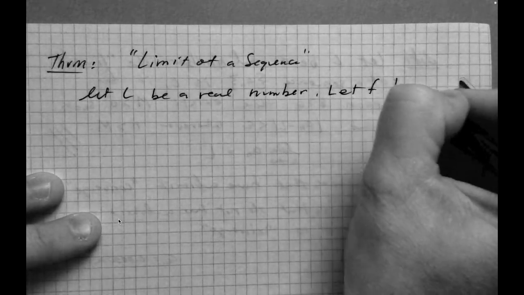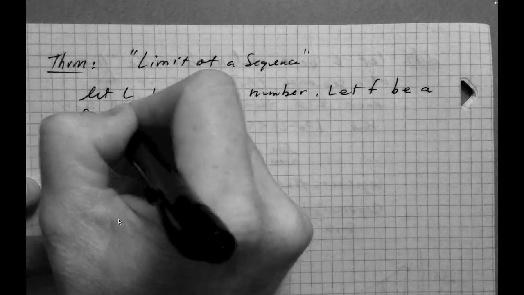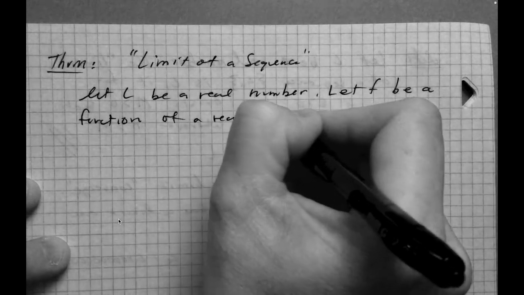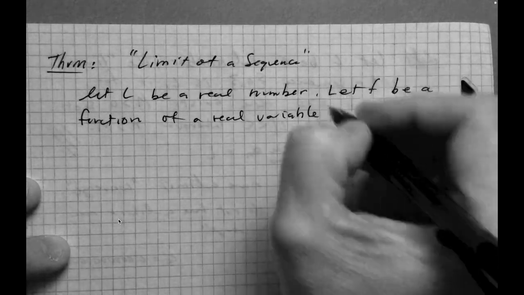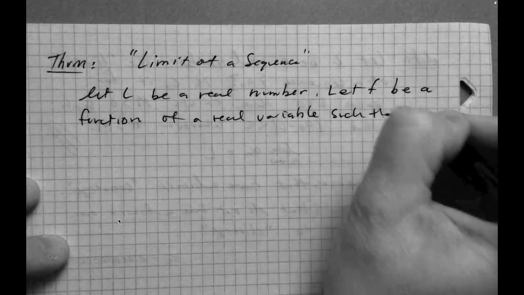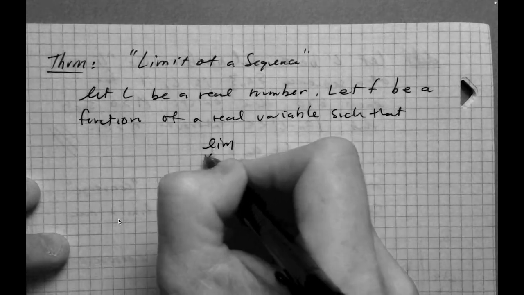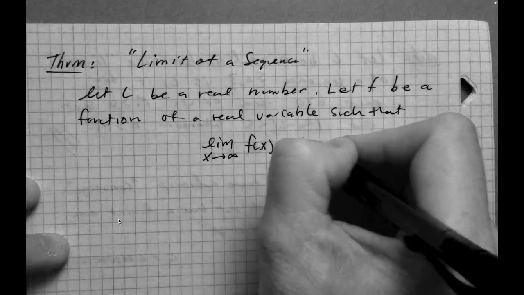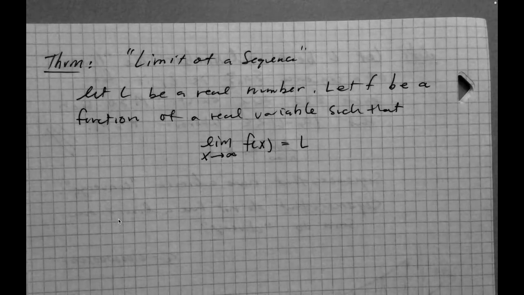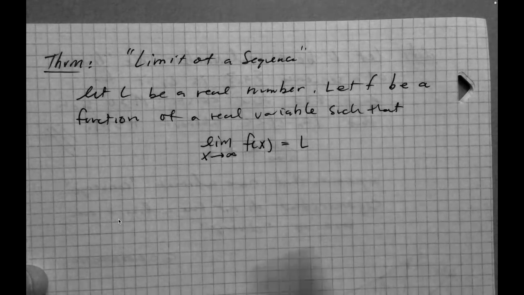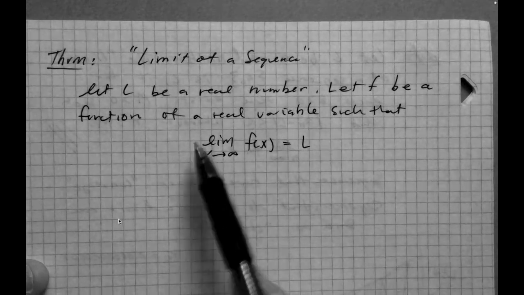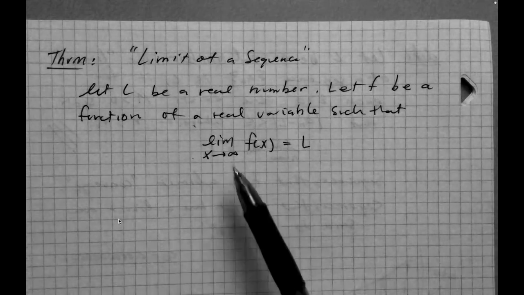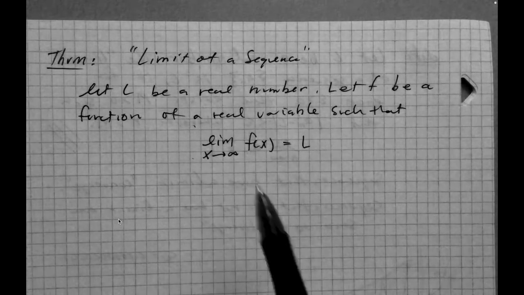Let f be a function of a real variable such that the limit as x approaches infinity of f of x is equal to L. So L is a real number, f is some function. Seemingly we're back in calculus 1. So f is a function of a real variable that has a limit as x goes to infinity. As x grows, the function approaches this value L.